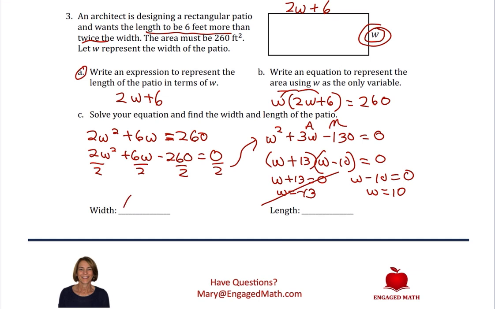So the width of this patio is going to be 10 feet, and then to find the length, we're going to take that 10 and put it in for 2W plus 6. We're going to substitute it in for W, which is going to give us 2 times 10 plus 6, which is 26. So we now know that the length is 26 feet and the width is 10 feet.